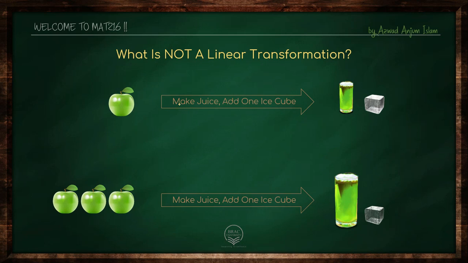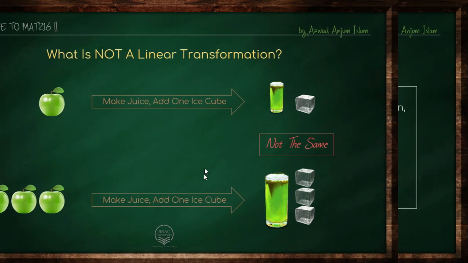But what if I transformed it first, getting this here, and then multiplied it by 3? I'll get 3 ice cubes. This is not the same, which means this transformation right here is not a linear transformation. Pretty simple, right? So let's go back to the theory.